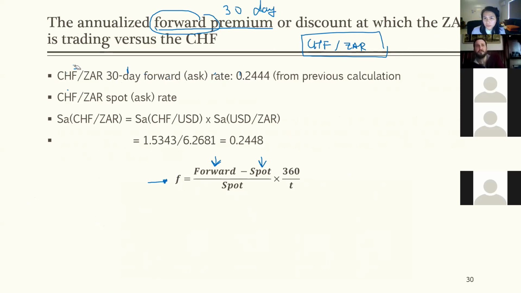Okay. So notice that I use SA here because with the forward rate calculation that we did before, we computed an ask rate as well. So to be consistent, I'm going to use the ask spot rate too.